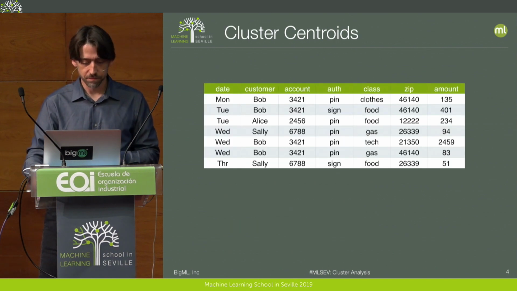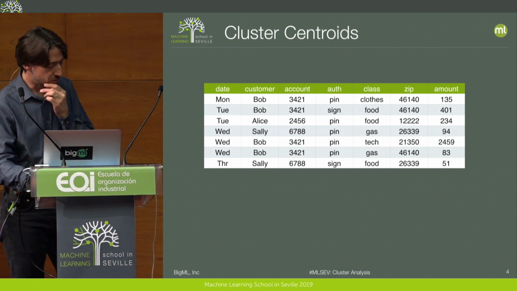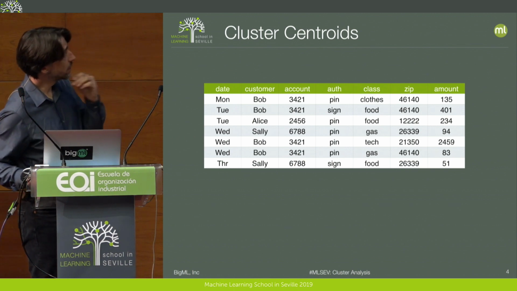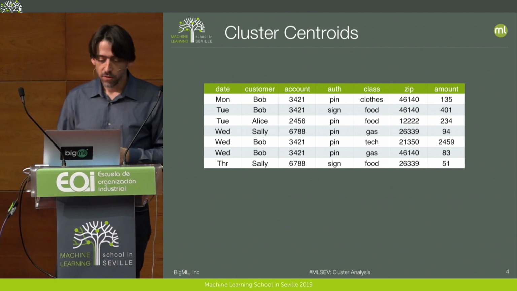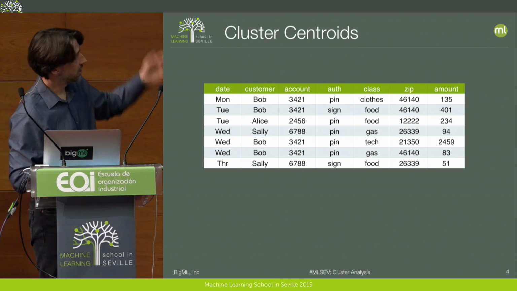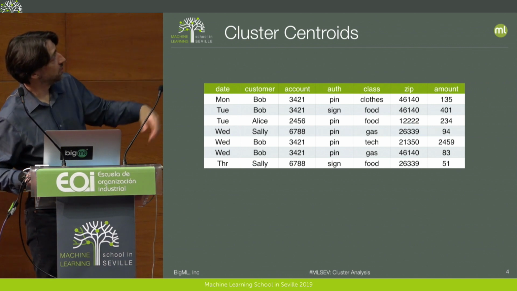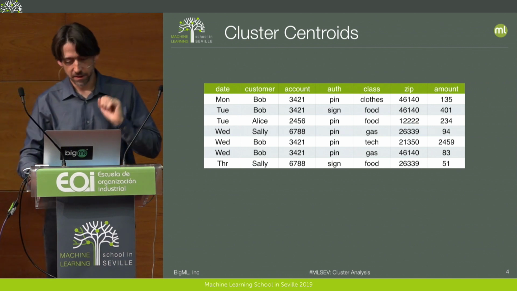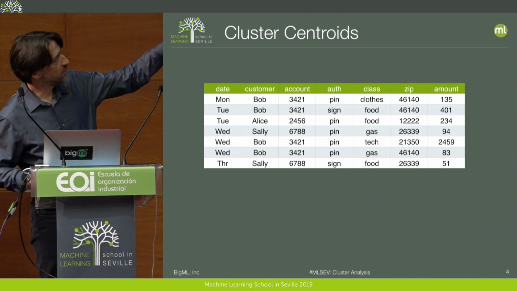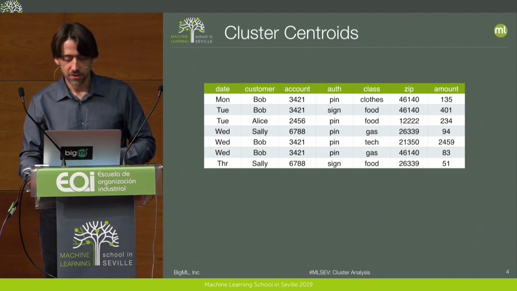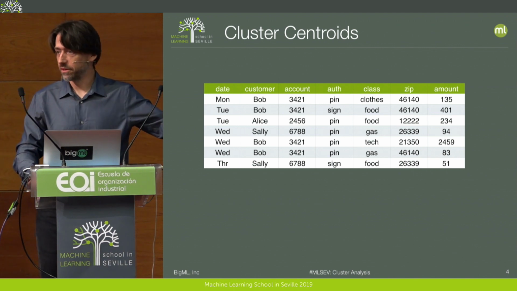A little different puzzle. So just so that we're clear, here we have some transactional data. We have things like the date, which in this case is just the day of the week, and we have the customer and account number, the kind of authorization they used. Did they sign a receipt or use a PIN or something? And there's a class, maybe we've classified these purchases, and there's a zip code and the amount that was spent.